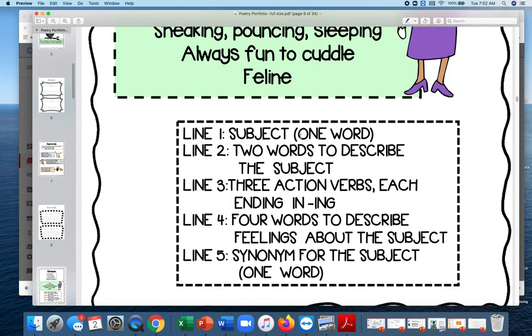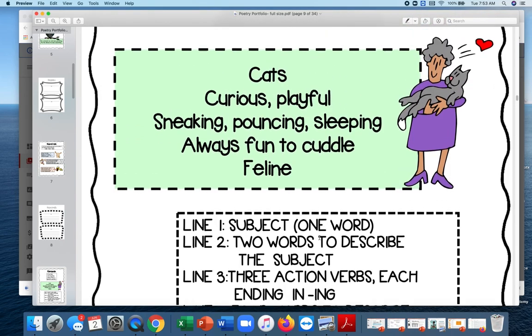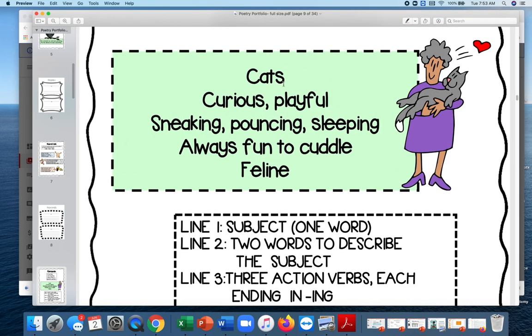that describe the noun, and then 3 action verbs, each ending in ing, and then 4 words to describe the feelings about the subject. So again, a little bit more mood. It could be more of a phrase, not just individual random words. And then the last one is a synonym for the initial subject, which is only, again, 1 word. So here's an example.